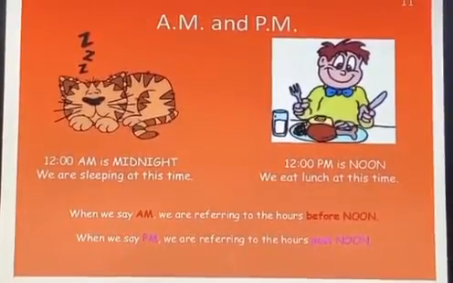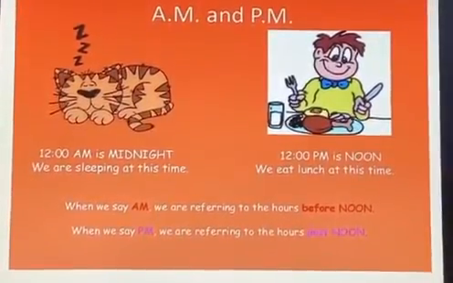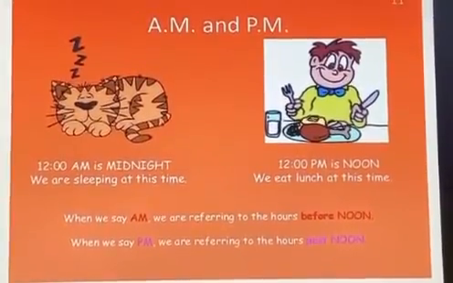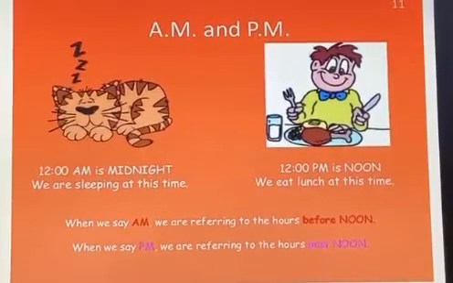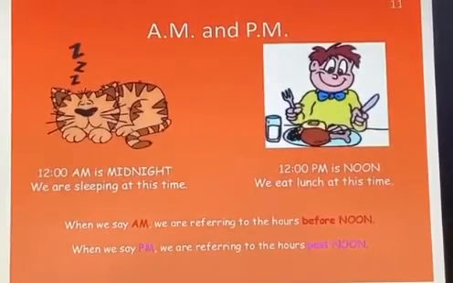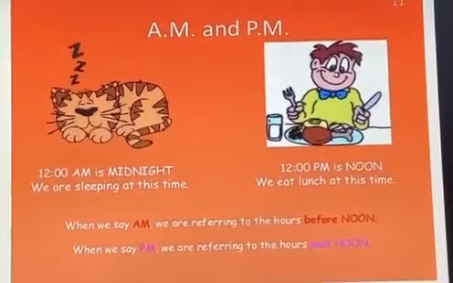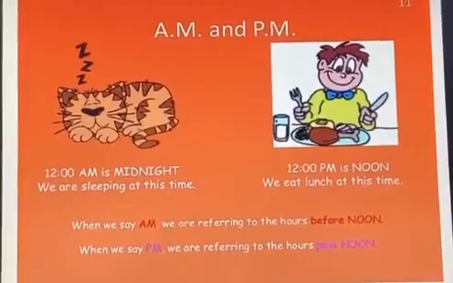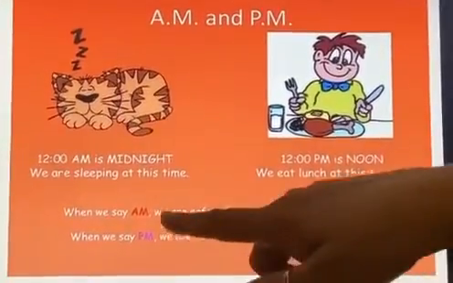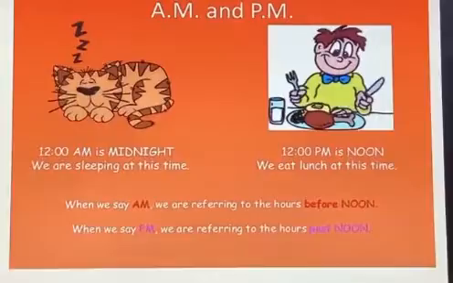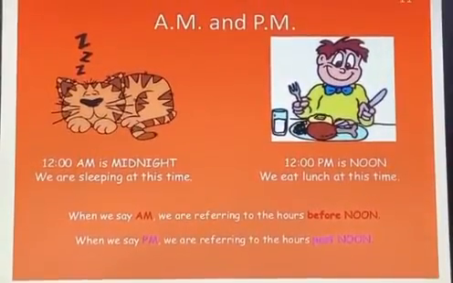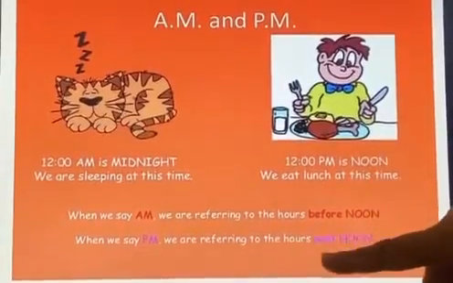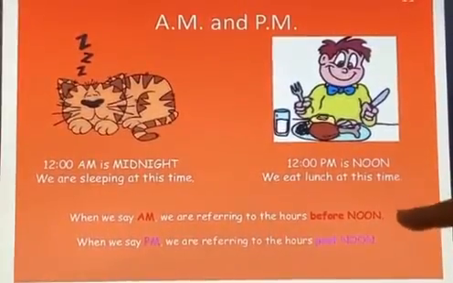Now let us learn AM and PM. What is AM? 12 AM is midnight. We are sleeping at this time, right? 12 PM is noon. We eat lunch at this time. When we say AM, we are referring to the hours before noon. When we say PM, we are referring to the hours past noon.